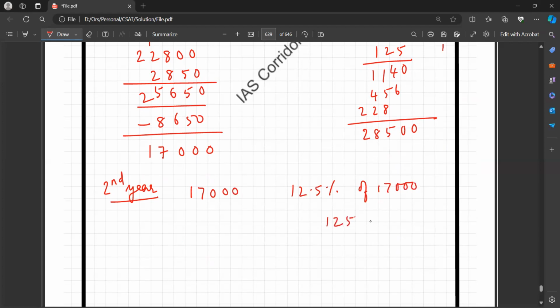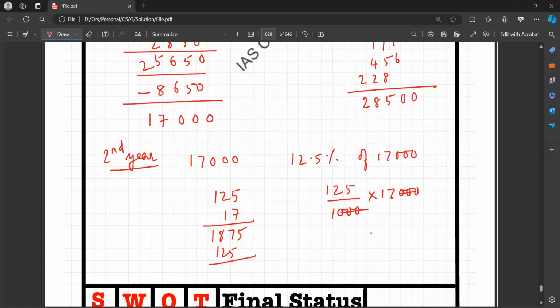So what we have to do is 125 by 1000 into 17,000. This gets cancelled. 125 into 17. Yes or no? So the answer would be 1875 and 125. Clear? This will give you 2125. Got it? So the total interest will be 2125. 17,000 अगर पहले अमाउंट था, 2125 उसका इंटरेस्ट था, टोटल बिकम्स 19125.